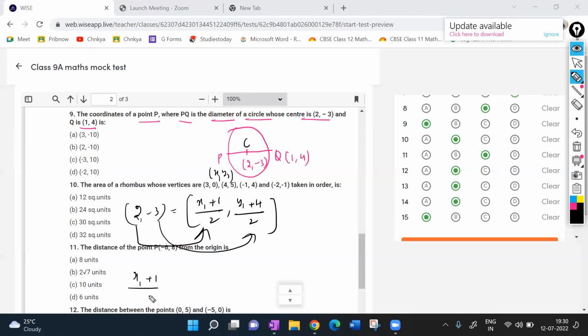x1 plus 1 by 2 is equal to 2. So x1 plus 1 is 4, x1 is equal to 4 minus 1, so x1 is equal to 3. We don't need to solve y1. No option starts with 3 except option A. Option C had minus 3. So option A is correct here. Children, any doubts?